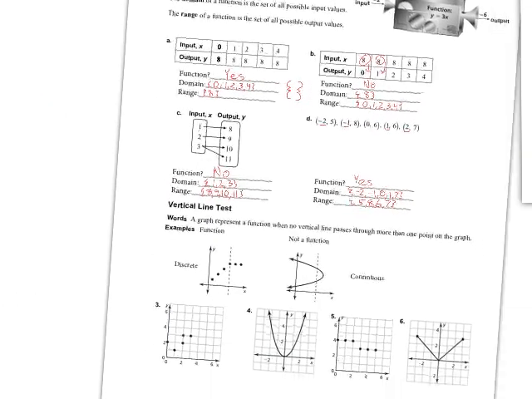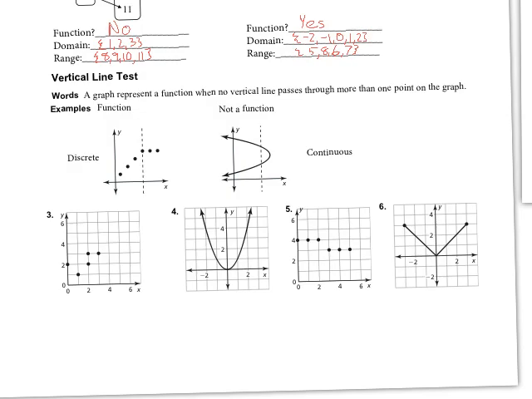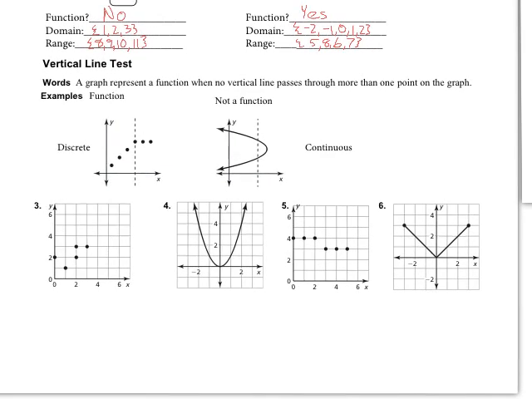So anytime you have a function that is graphed like this one or like these, there's a quick test you can check with. It's called the vertical line test. So let's think about this for a second.